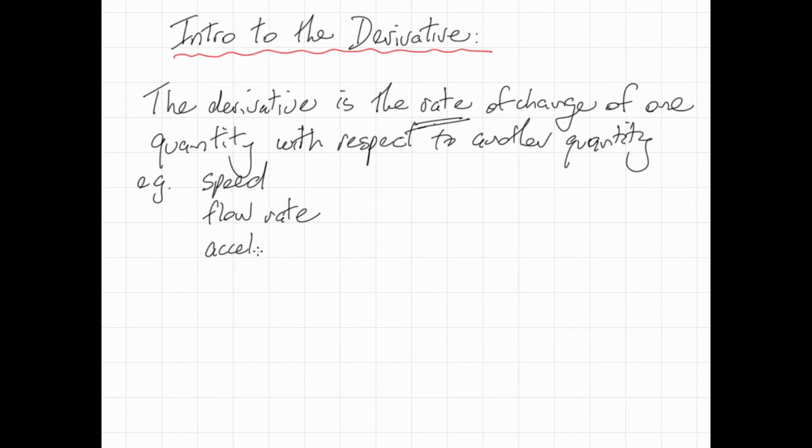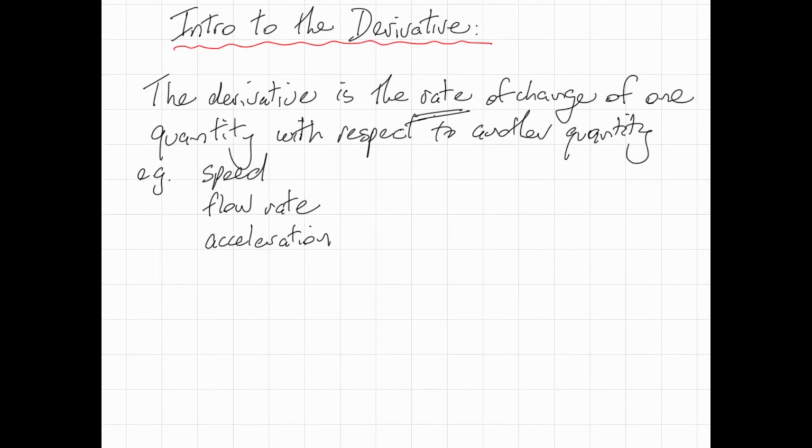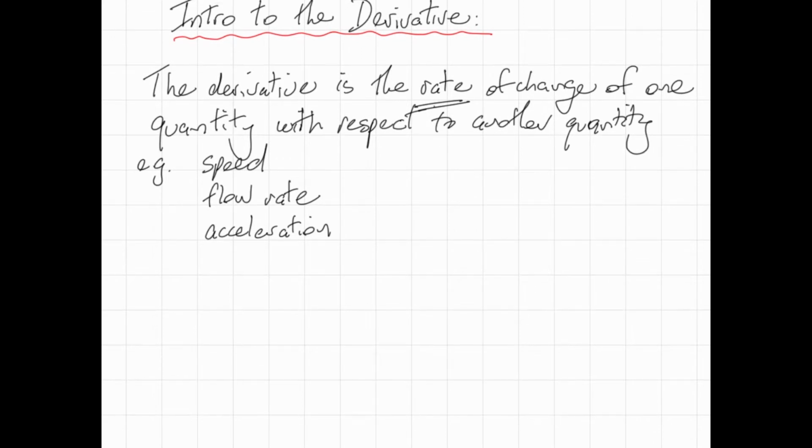Acceleration, and that's rate of change of velocity with respect to time. Speed is rate of change of distance with respect to time or displacement. So those are some examples of rates of change, and we can use the derivative to actually calculate these rates of change. All right, so let's just start with something quite easy.